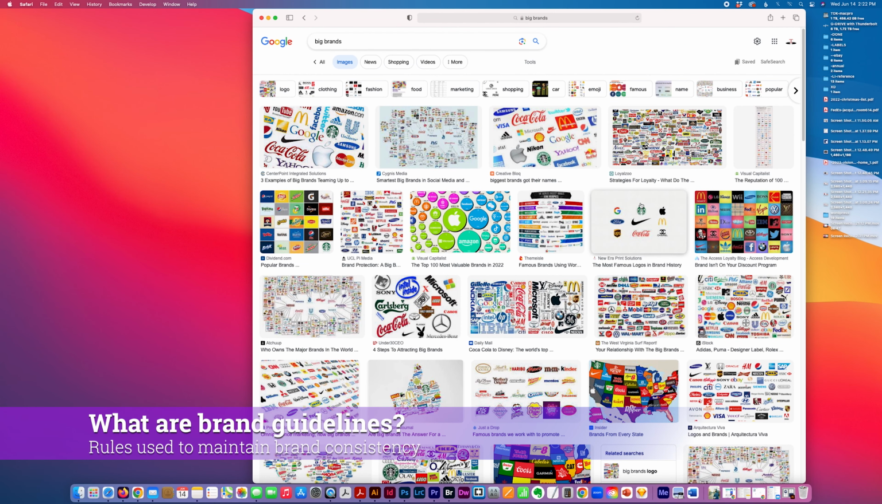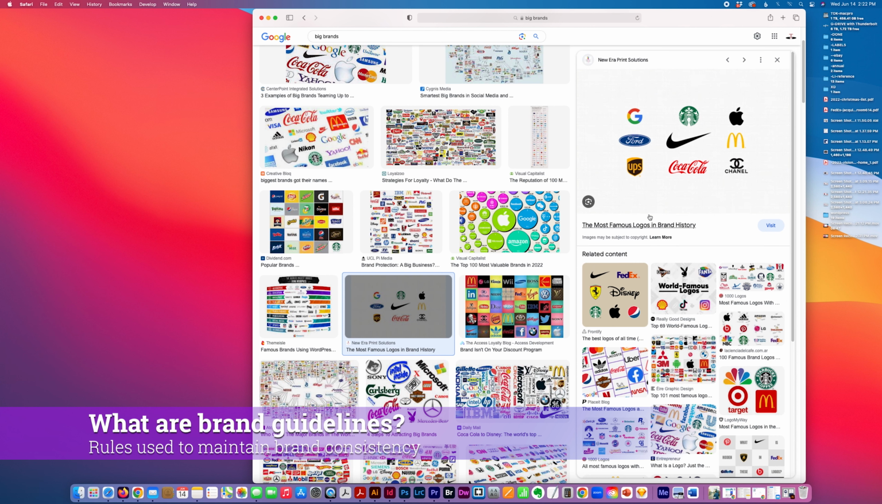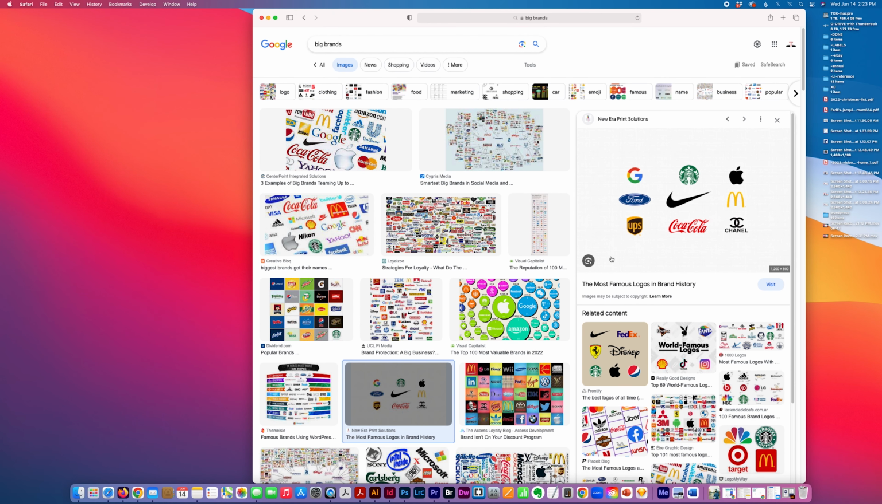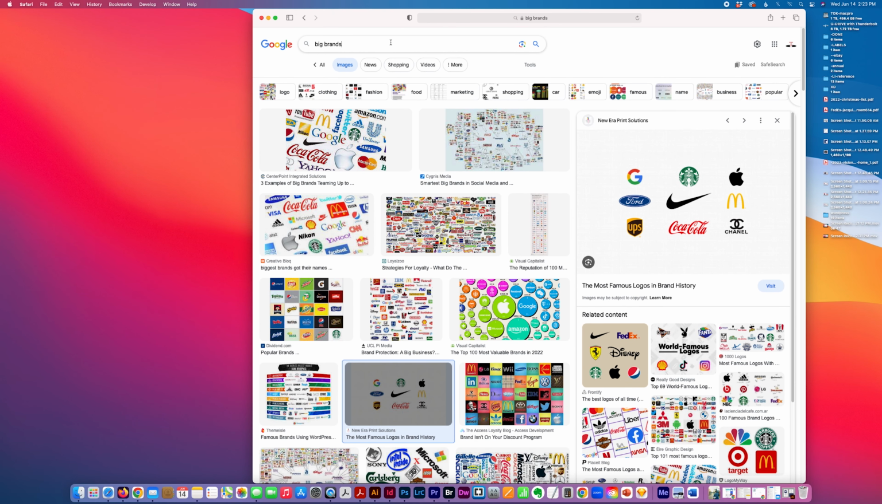I just did a Google search for big brands, and you can see some of the ones that I would say have some pretty comprehensive guidelines would include companies like Google, Starbucks, Apple, big car manufacturers, big beverage companies, big luxury good type companies, fast food companies, social media, all have brand guidelines.